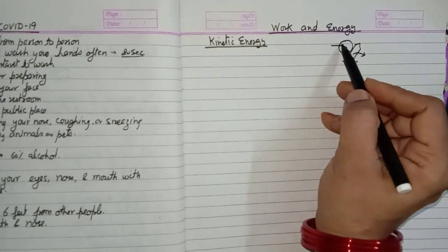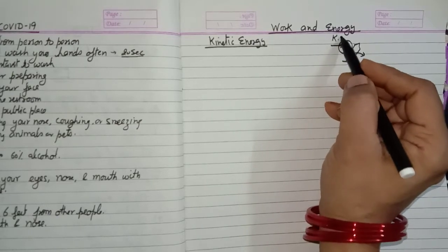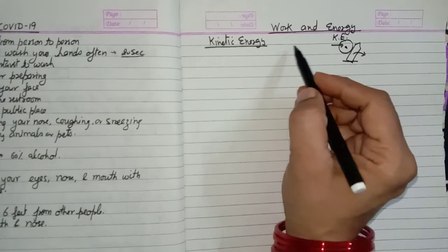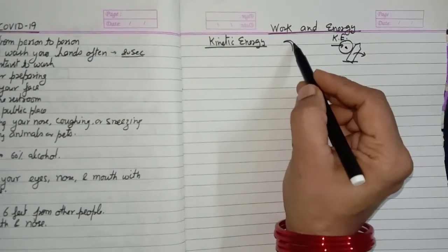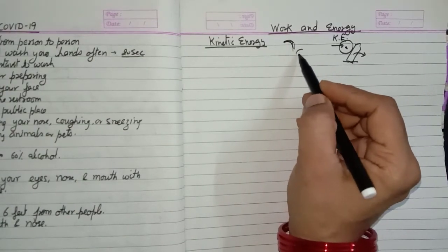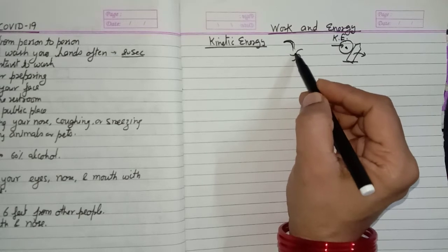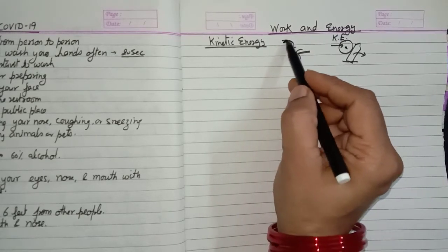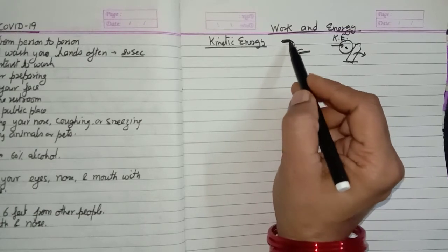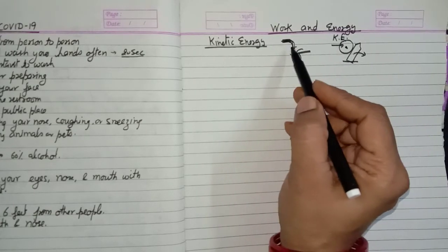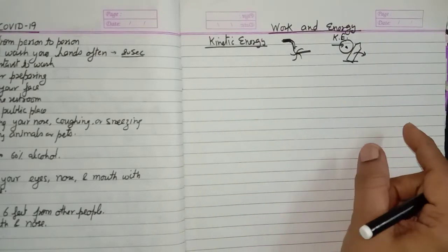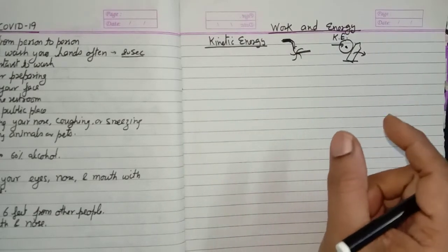So what is this energy? This energy is called kinetic energy. The energy possessed by a moving body is called kinetic energy. Like water: when water falls on the turbines, the turbines start to move, due to which we can generate electricity. So what type of energy is possessed by this flowing water? It has kinetic energy in it. So all moving bodies have energy in them, which is called kinetic energy.